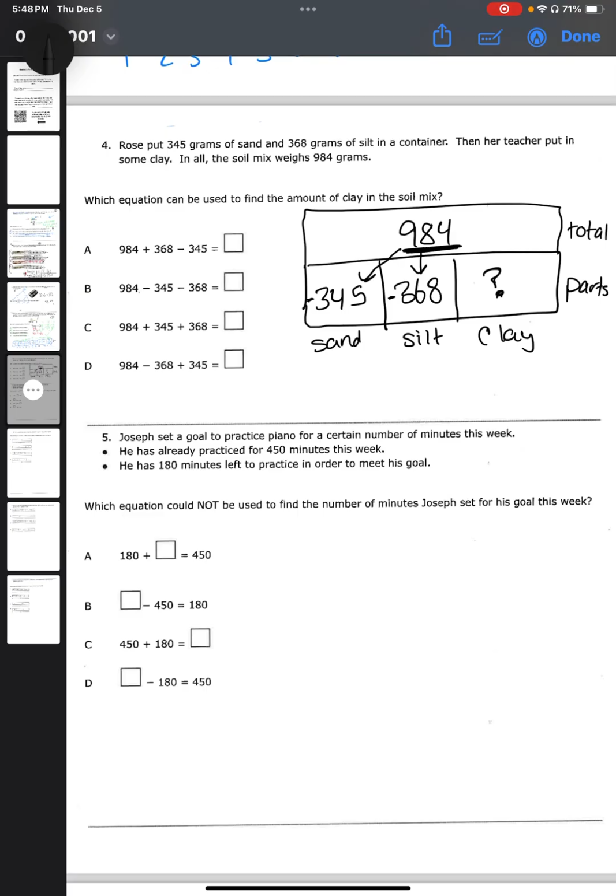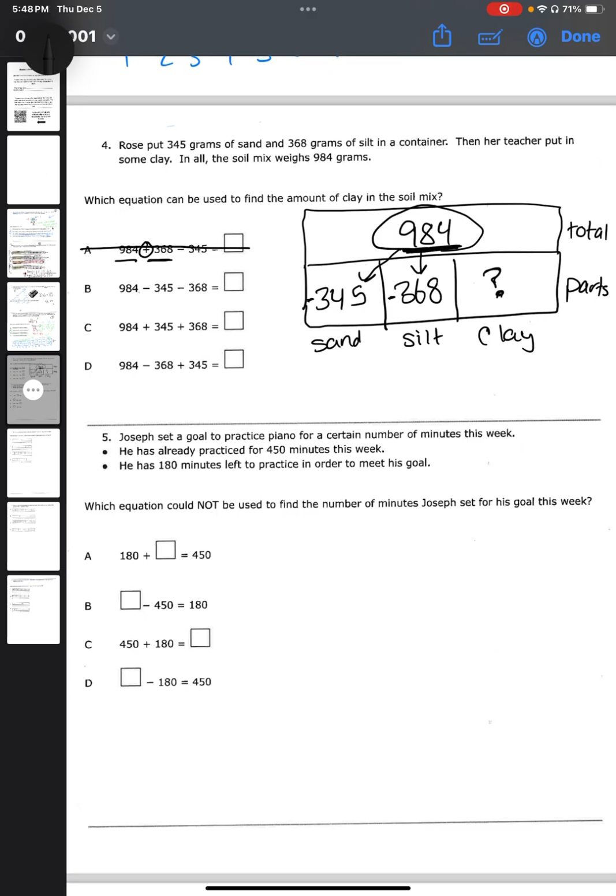So let's look at A. Here's the total, but I'm looking at this next operation, and it's adding that silt part to it. Well, that's going to change our number in a way that brings us up over what the total even started as. You can't have more than the whole, more than the total. So A is not going to be correct.